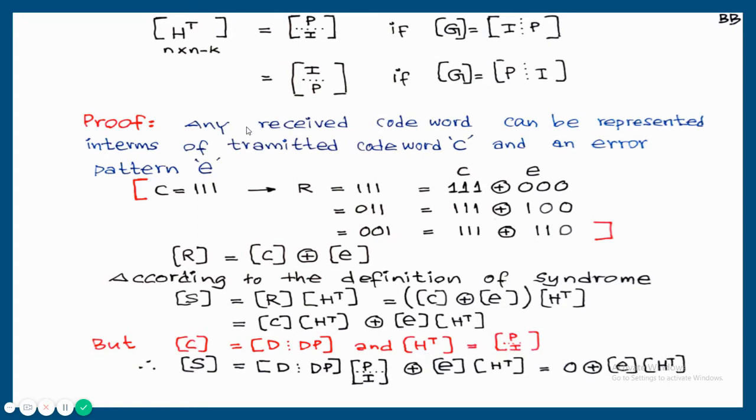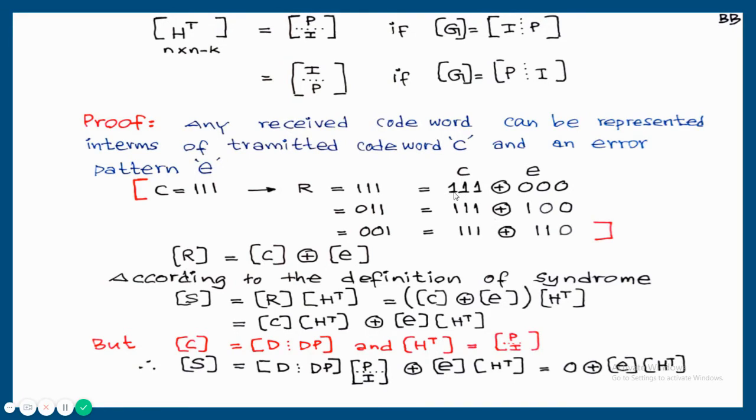So I'm writing the proof of syndrome test. Any received code word can be represented in terms of transmitted code word C and an error pattern E. I'm showing an example, and it will be clear how the received code can be represented in terms of transmitted code and an error pattern. I'm showing a 3,1 code. C is equal to 111. The received code is 111. The meaning of that is there is no error.